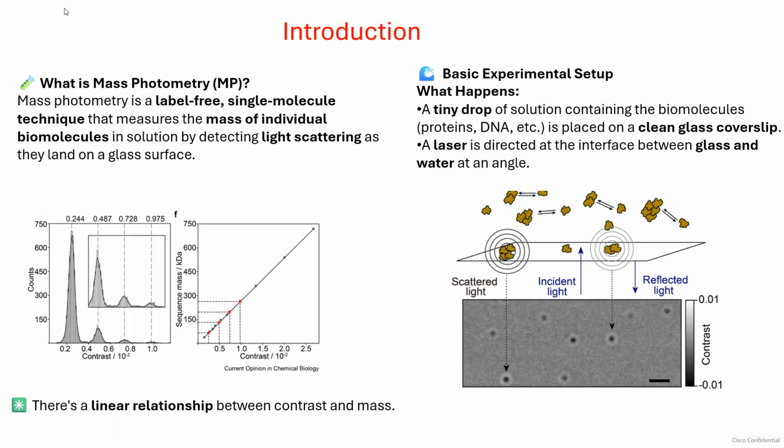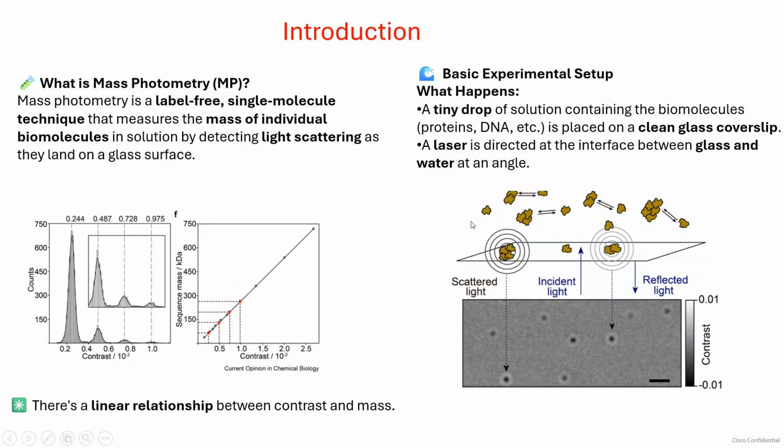So what is mass photometry? Mass photometry is a label-free single molecule technique that measures the mass of each individual biomolecule in solution, and it is based on the light scattering principle. So let's start with the basic experimental setup of it. First of all, a tiny drop of solution containing various biomolecules like protein, DNA, etc. is placed on a clean glass cover slip, and then a laser is directed towards the interface between the glass and water at an angle.